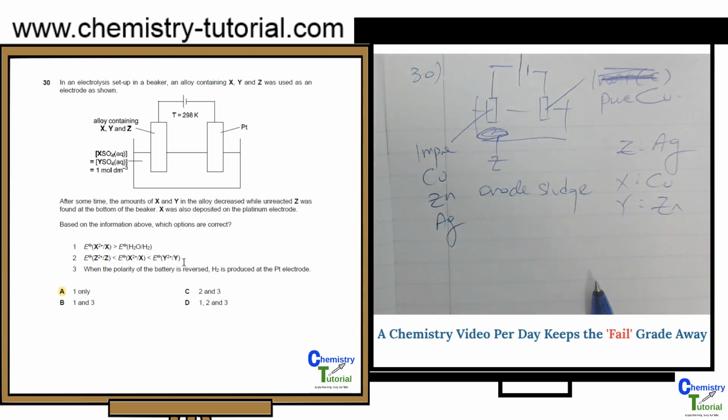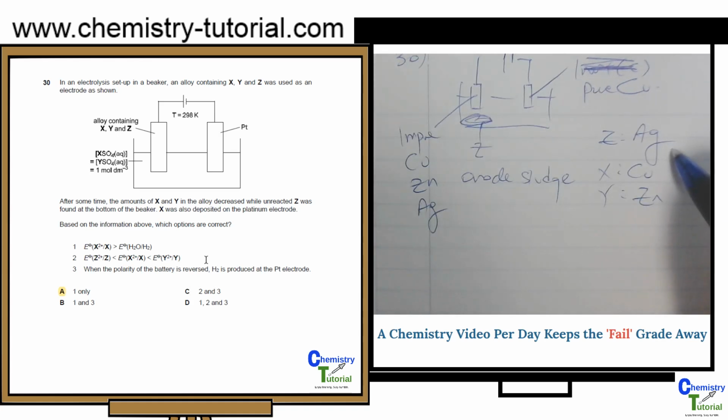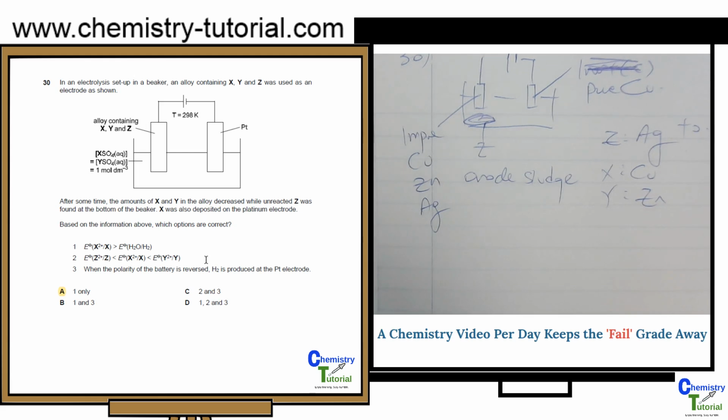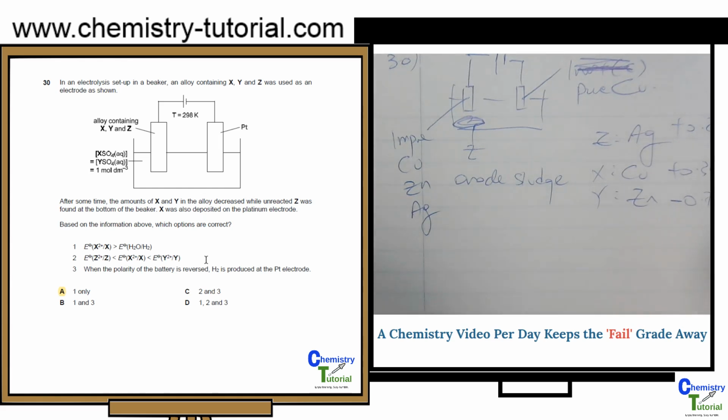Z plus less than this. Now if you take Z to be silver, this has a reduction potential of 0.80 volts. Copper is 0.34 volts. This is minus 0.76 volts. So in other words, option 2 is wrong already. You must change the sign. It should be Z is greater than X greater than Y. So option 2 is wrong.